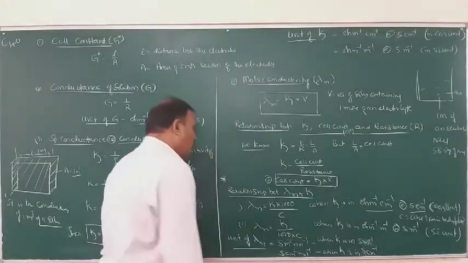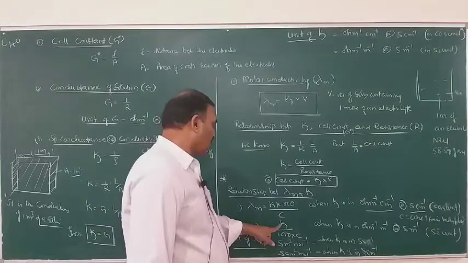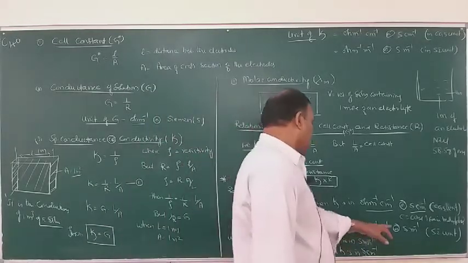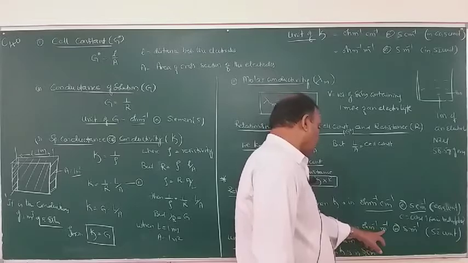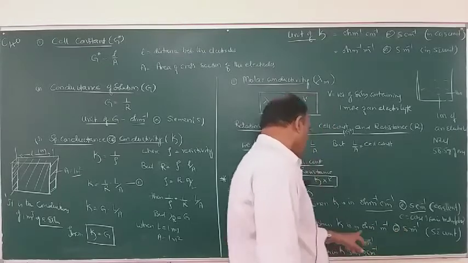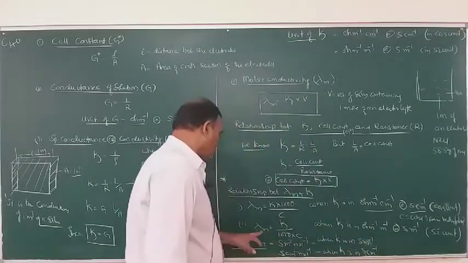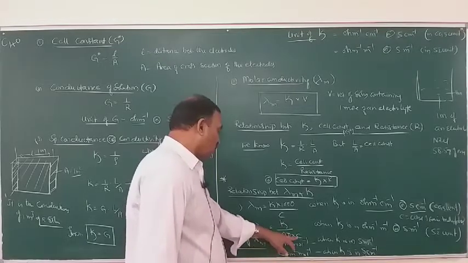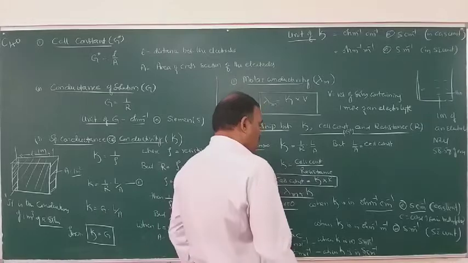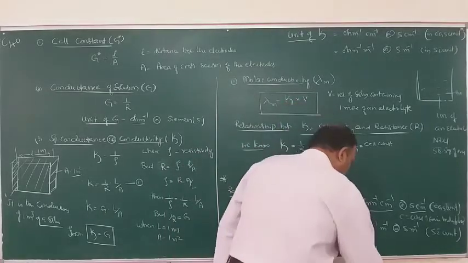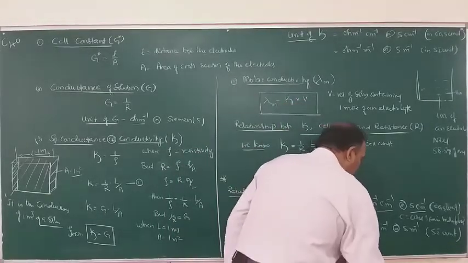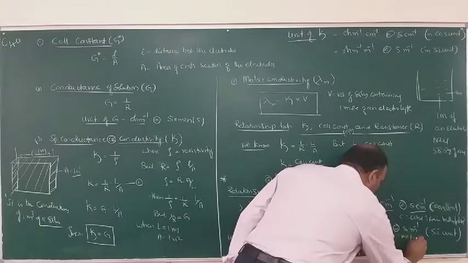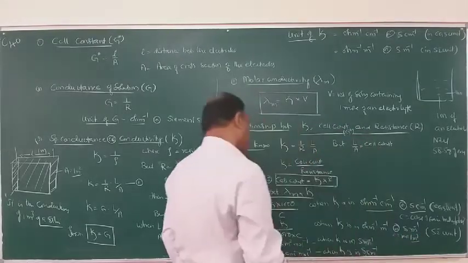And if specific conductance or conductivity is given in SI unit, that is ohm minus 1 meter minus 1, or Siemens meter minus 1, you have to use this equation, lambda m is equal to kappa divided by 1000 into C, where C is the concentration of the solution in moles per meter cube.